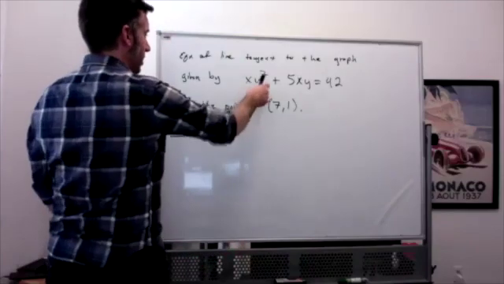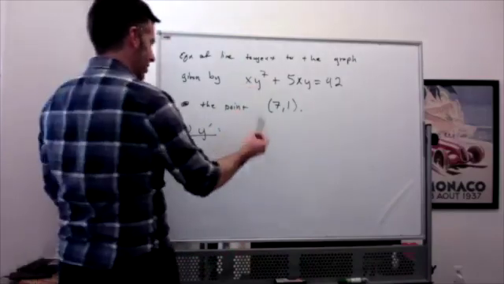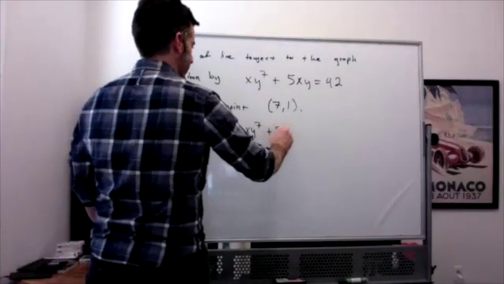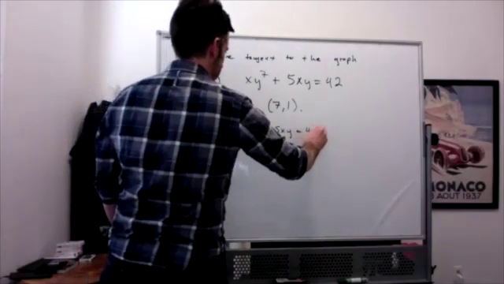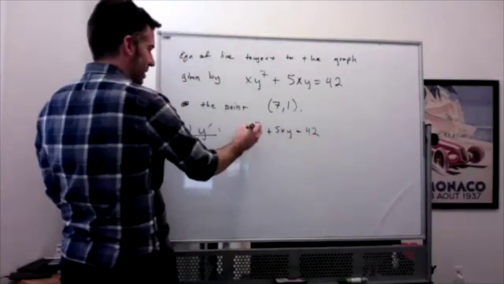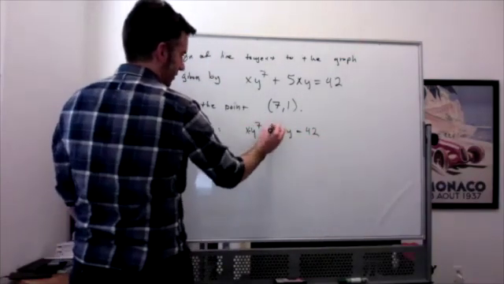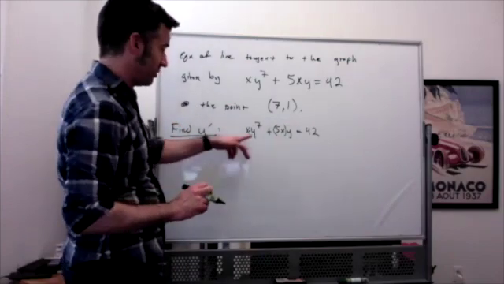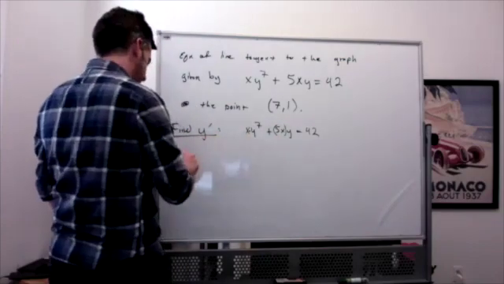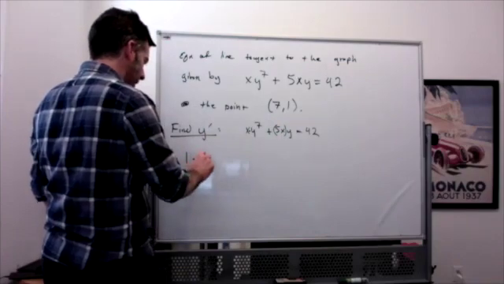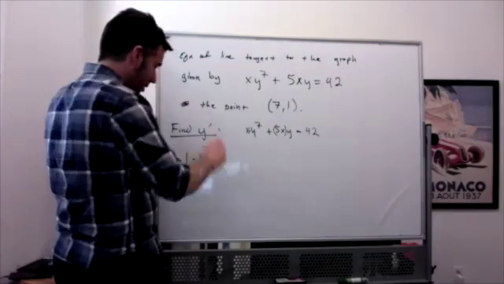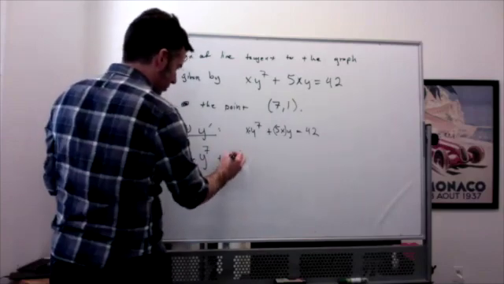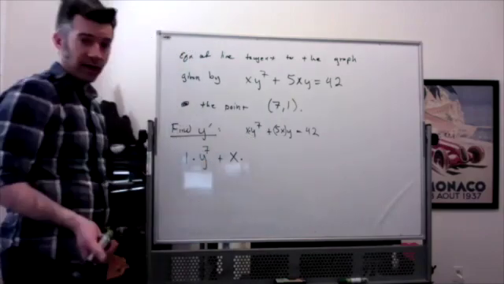So the derivative of xy to the 7th. In fact, let me write out the equation again here. Xy to the 7th plus 5xy equals 42. This is x times y to the 7th. This is 5x times y. So let's use the product rule. Derivative of x times y to the 7th. Derivative of x is 1. Leave y to the 7th alone. Plus, now we flip it. You leave the x alone, and you take the derivative of y to the 7th.